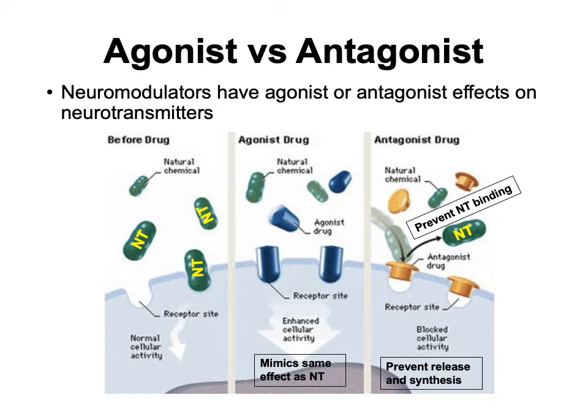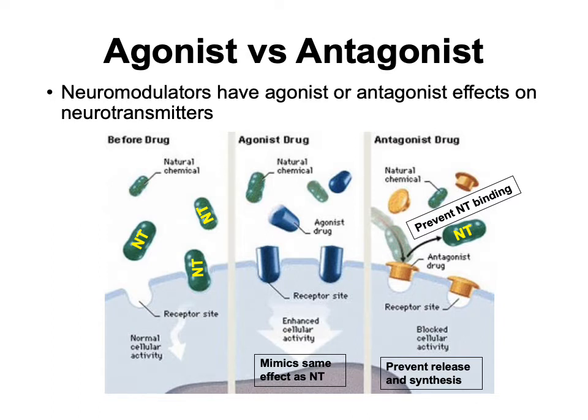Agonists versus antagonists. So neuromodulators have an agonist or an antagonist effect on the neurotransmitter. If you look at this diagram, the first one on the left is just showing some neurotransmitters that look like elongated oval vitamin pills to me, and I've got the yellow letters NT in them, and that's just a regular neurotransmitter, and it's showing that it's fitting perfectly in a receptor made just for that neurotransmitter.